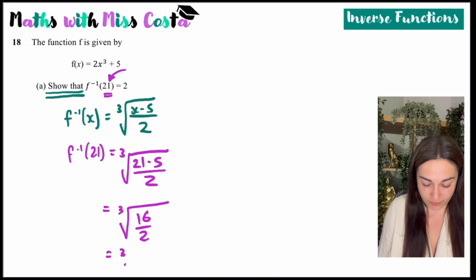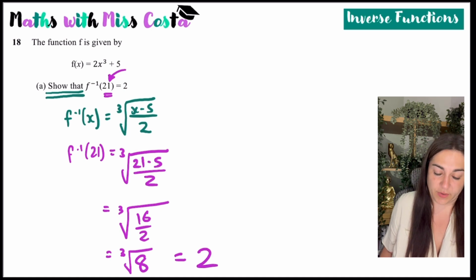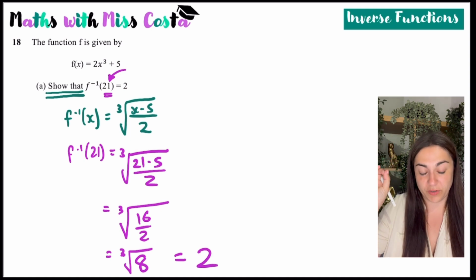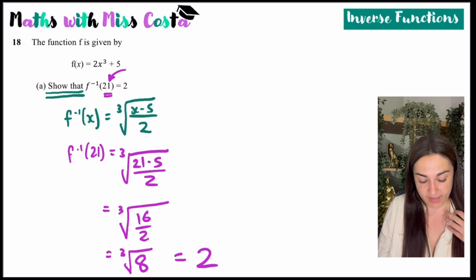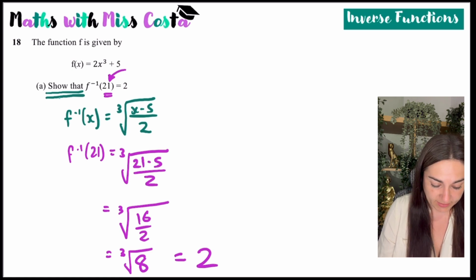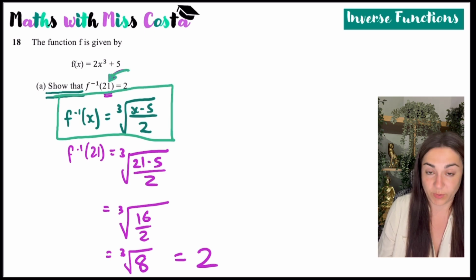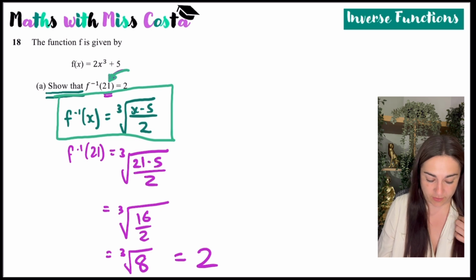So the cube root of 8, 16 divided by 2 is 8, and the cube root of 8 is 2. So you found, first, step 1, the inverse of x, and then you've substituted 21 into the inverse. So the key is find the inverse and then substitute whatever's in here into your equation. So wherever you see an x, you substitute that number.